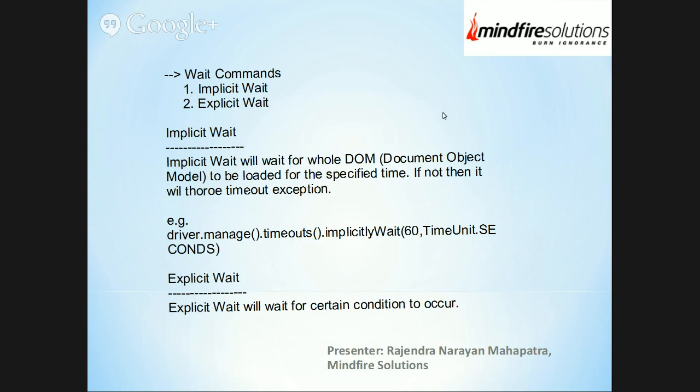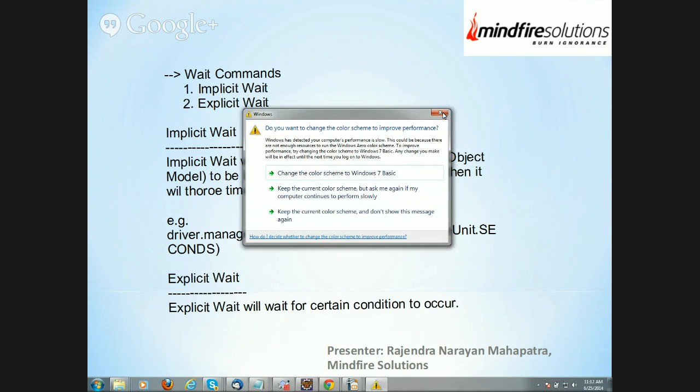Like suppose I am navigating to one application, I should go for implicit wait. Why should I go for explicit wait? But if I am clicking on any button and waiting for one element to come, then I will go for explicit wait. Why should I wait for the whole document object model to be loaded, right?